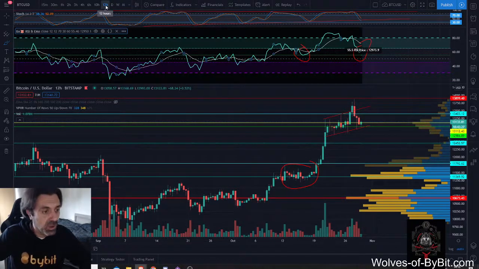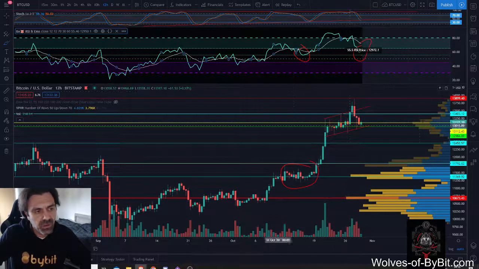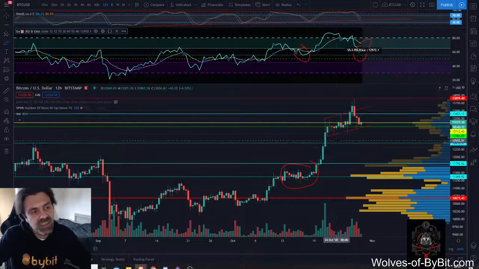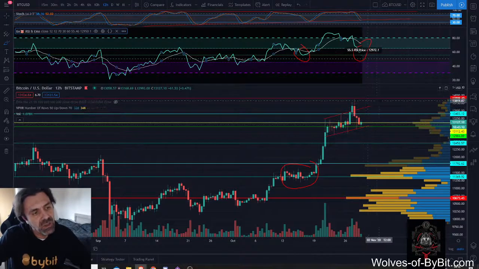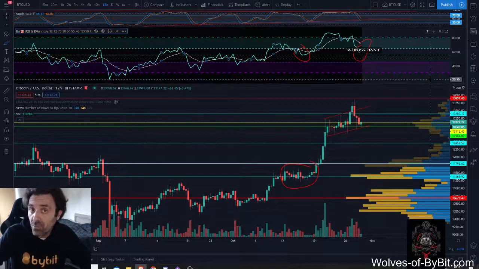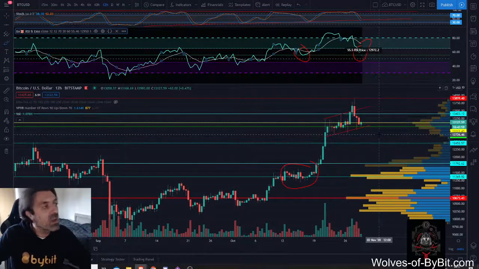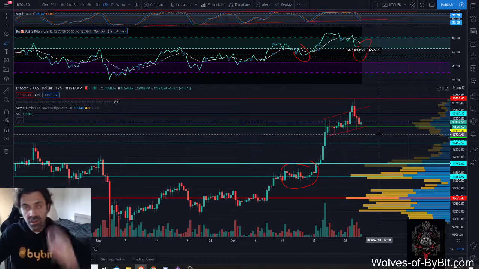Okay, so if the 12-hour chart gives us such positive information, then I really have a hard time saying that we're going to start going bearish in the near future. At least we're going to see a little bit more positive ranging, hopefully a breakout to the upside. But for now, I think everything is looking good. So I'm going to leave Bitcoin here.